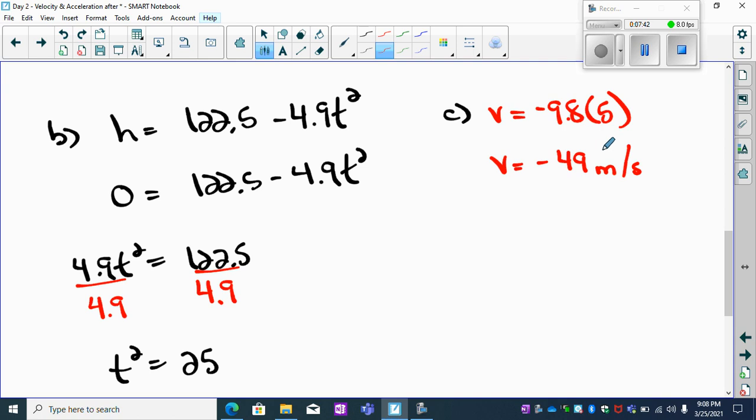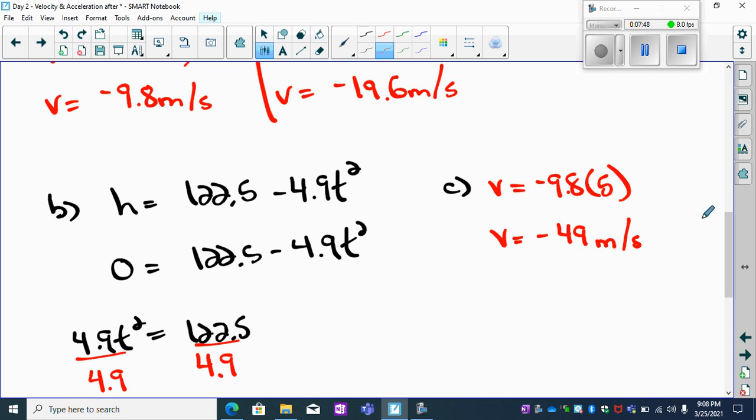Okay, so there's a quick problem involving position and velocity. Just remember, if the stone's hitting the ground, height would be 0, and then you solve. You can solve this as a quadratic, so you could have solved that the way I did. You could have factored it using the difference of squares, or you could have used your quadratic formula.